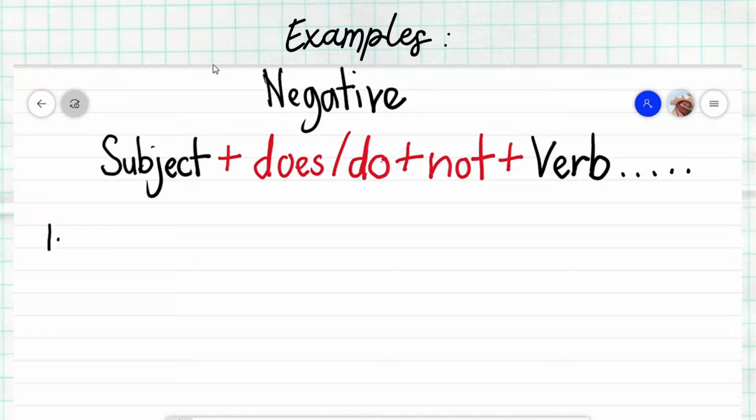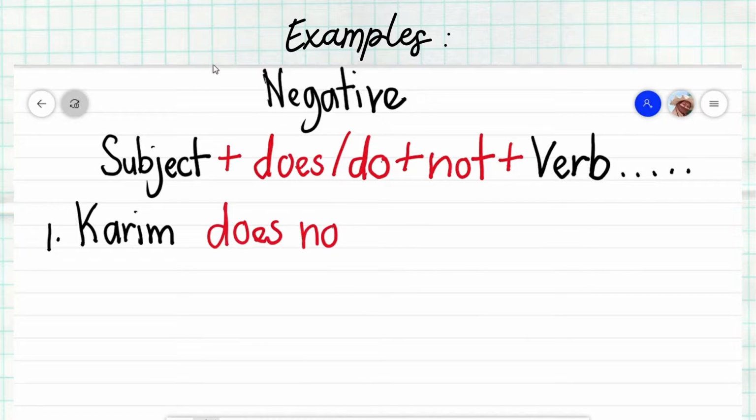Alright. So I give you two examples. Contoh yang pertama, subject, I'm going to use Karim. Okay, Karim is the subject. We're talking about Karim now. Karim tak suka makan KFC. Alright. Karim, and then you choose antara does dengan do. Karim ni singular, it's lemah. Kalau Karim lemah, verb dia mesti kuat. Kuat ada S. So Karim does. And then don't forget to put not, does not, and then here you need to put a verb.